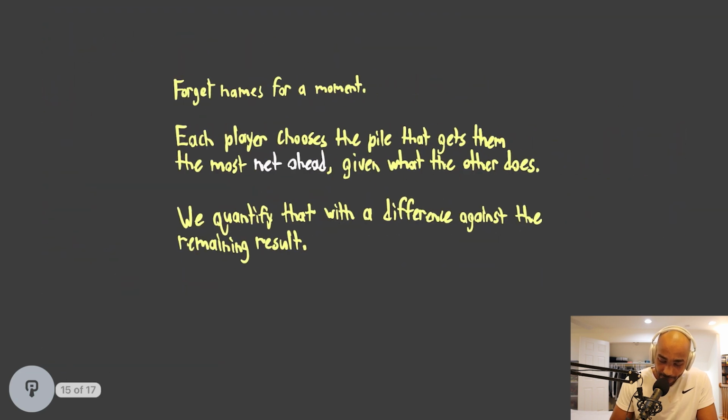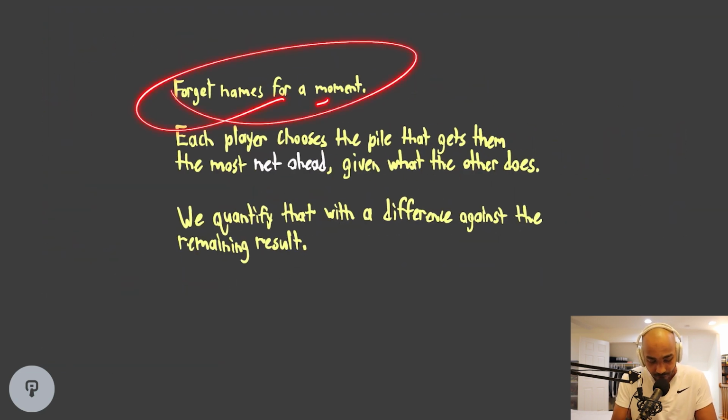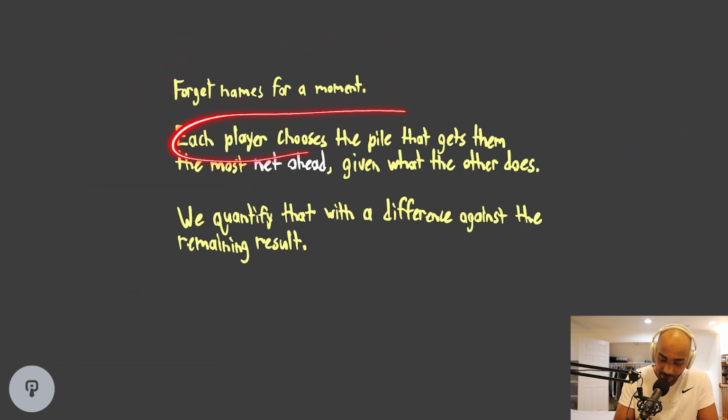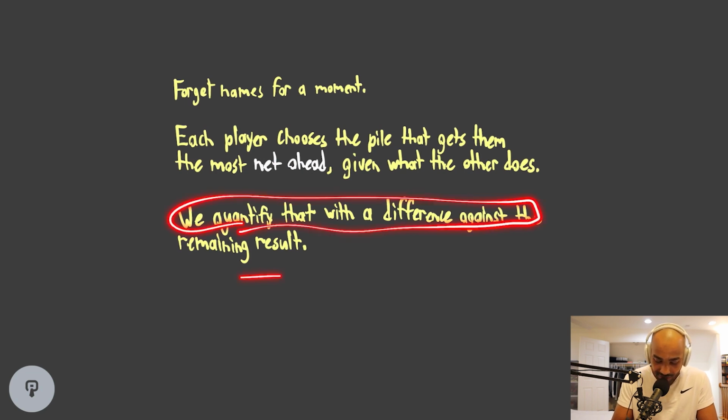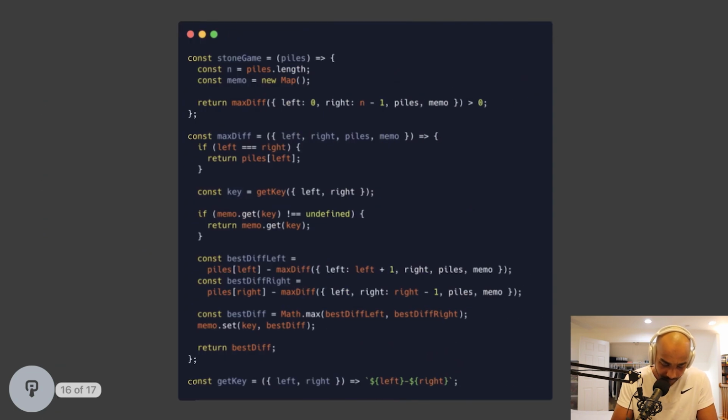So, let's forget names for a moment. Every player chooses a pile that gets them the most net ahead, given what the other does. And we quantify that difference against the remaining result and so on. So let's look at an implementation. I think we can hop into the implementation now.